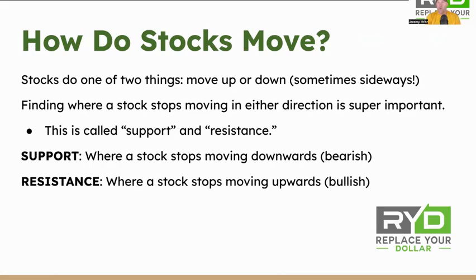But what we want to try to identify when we're looking at candlestick charts is where stocks stop moving in one direction or another. So when it's moving up, where's that point or area where it stops moving up and pulls back? Or when the stock is moving down, where's that area where it typically stops and bounces and goes higher? These are critical elements of trading. And what we call these areas are support and resistance. I talked about these briefly yesterday.